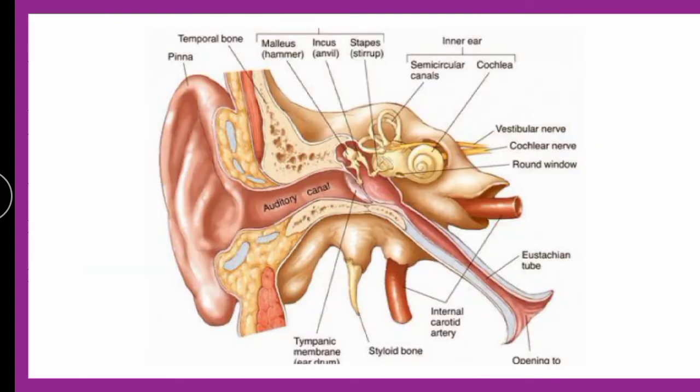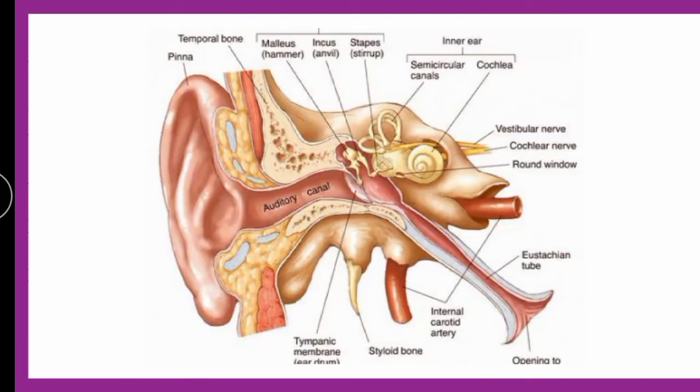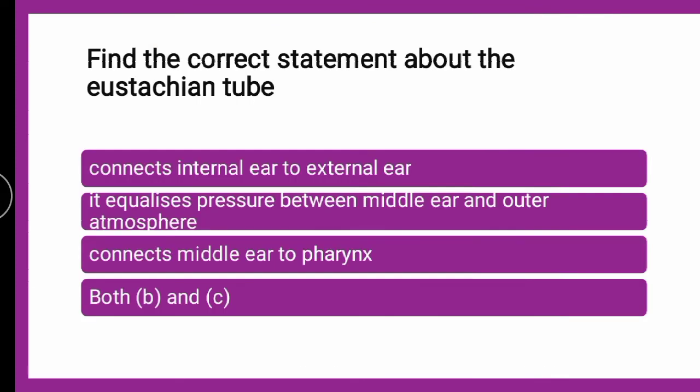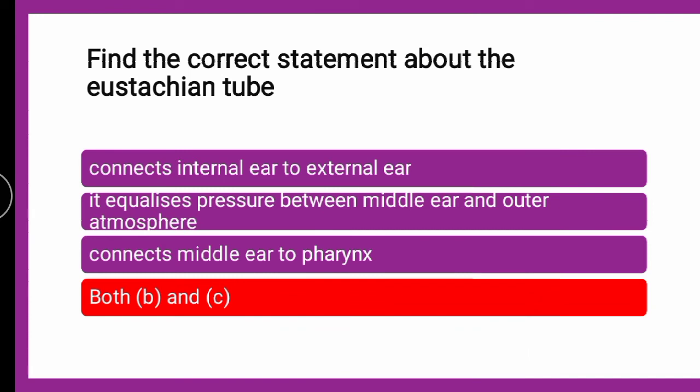Now definitely, if you talk about this eustachian tube, it is the connection between the auditory canal, that is the outer ear, the middle ear and this pharynx region. So this is the connection between the middle ear and the pharynx. So the very first statement is incorrect, that it connects the internal ear to the external ear. In fact, it connects the middle ear to the pharynx, and it is also responsible for equalizing the pressure between the middle ear and the outer atmosphere.